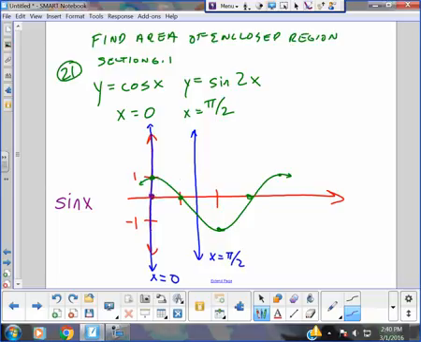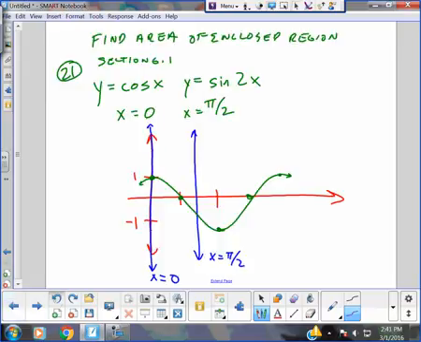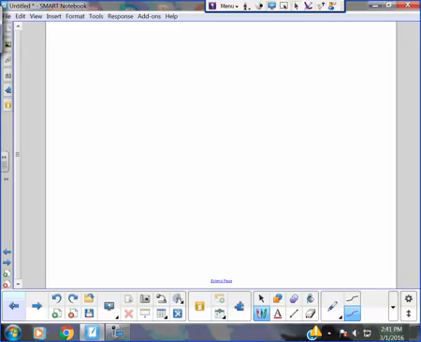Yep, 0, 1, 0. Oh, sorry. I'm a little off here. Isn't pi over 2? I'm off on my curve. Pi over 2 should be... Yeah. My green curve is off. Let's back up. I plotted a point wrong on the green curve. All kinds of problems.